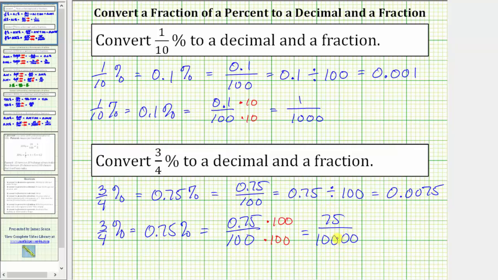But we need to simplify this fraction by simplifying out all the common factors other than 1 between the numerator and denominator. To simplify, we divide the numerator and denominator by 25. 75 divided by 25 is equal to 3. 10,000 divided by 25 equals 400. The simplified fraction for the given percentage is 3/400ths.